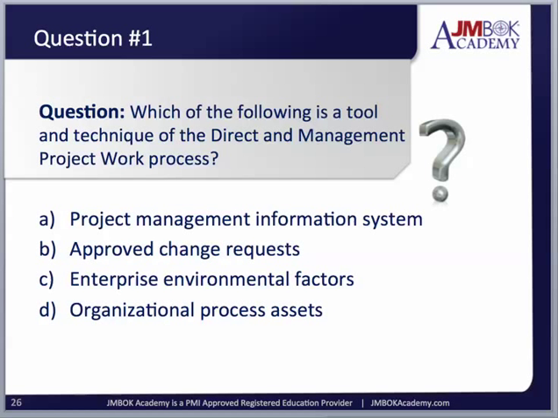Question number one, which of the following is a tool and technique of the direct and manage project work process? A, project management information system, B, approved change requests, C, enterprise environmental factors, or D, organizational process assets. So think about what the question is asking. It's asking which of the following is a tool and technique. So that's the key point here.